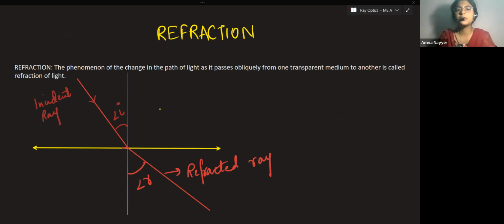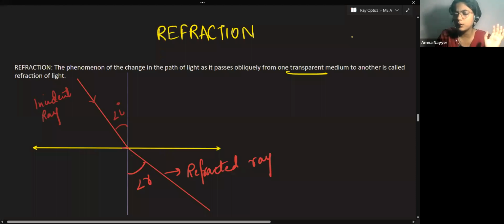Also, by definition, the phenomenon of change in the path of light as it passes obliquely from one transparent medium to another is called refraction of light. Why transparent medium? Because only a transparent medium will allow the light rays to fall through it. Otherwise, if it's a reflecting medium, then reflection will occur. If it's an opaque medium or a black body material, it will absorb the ray of light. So for transmission to occur, the medium has to be transparent.